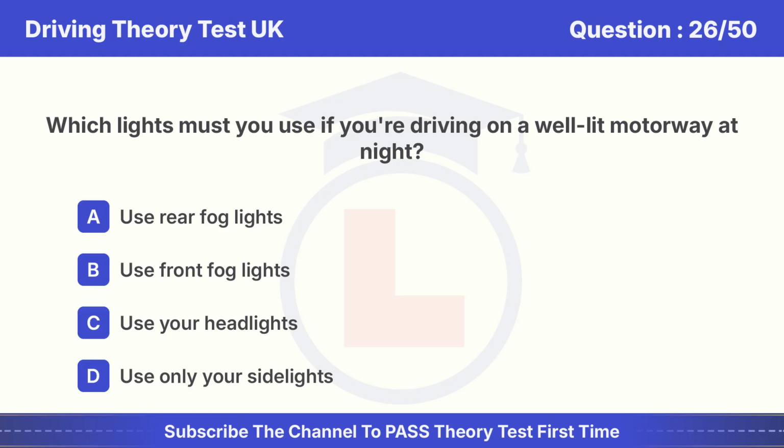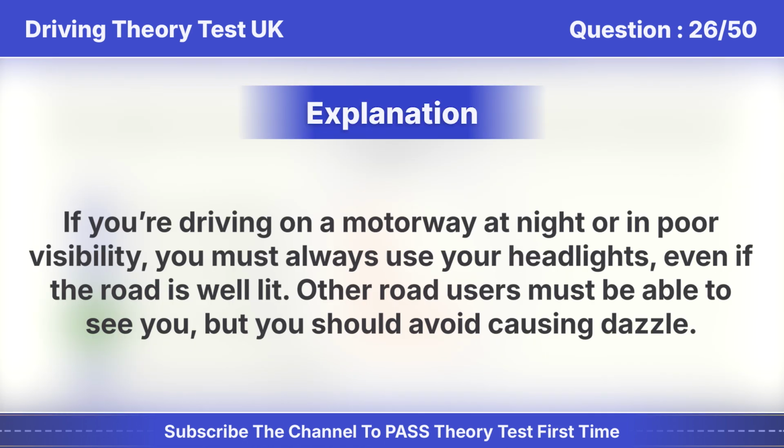Question 26. Which lights must you use if you're driving on a well-lit motorway at night? Answer is C. Use your headlights. If you're driving on a motorway at night or in poor visibility, you must always use your headlights, even if the road is well lit. Other road users must be able to see you, but you should avoid causing dazzle.